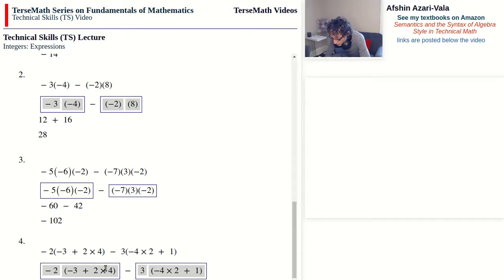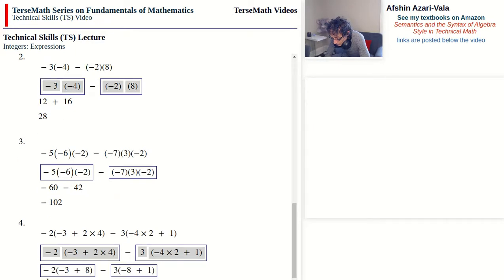We work them out. So on the next line we write down -3 plus 8. And same thing over here. Factor number 2 breaks into 2 terms, and we work out the terms to get -8 plus 1. Here's the next line. So let's take a look again. Factor number 1 stays. Factor number 2 now becomes -3 plus 8. And here 3 stays, and factor number 2 becomes -8 plus 1. Okay, we finished factor number 2.